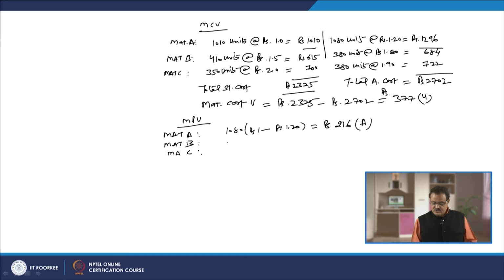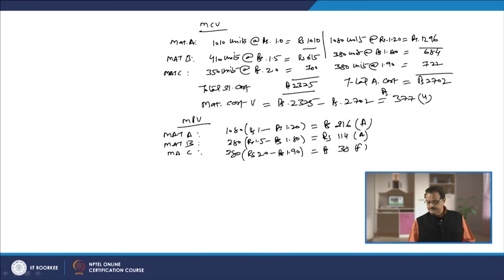In case of B, how much? 380 into rupees 1.5 minus rupees 1.80, that is equal to rupees how much? This is the difference of 30 paisa, and the net difference comes up as rupees 114. This is again adverse. And material C is 380 into rupees 2 minus rupees 1.90. So, this is working out as rupees 38 favorable. 38 favorable.